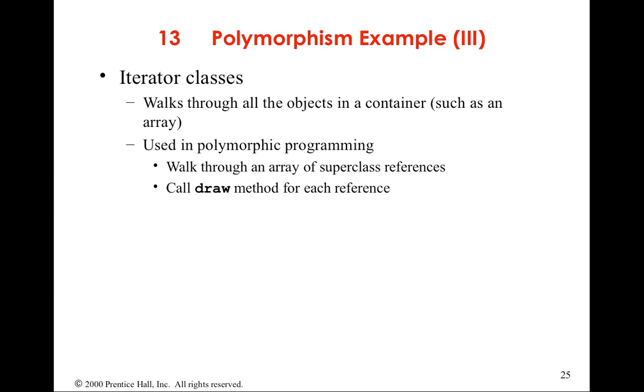Walking through all of the objects in a container, the iterator is an abstract class example, actually, because it can iterate through anything: a list, an array, a collection of any sort. So it uses a polymorphic programming concept. You walk through all of the arrays of superclass references. You can call methods on each one of the references. You can use the draw method as an example for iterator.